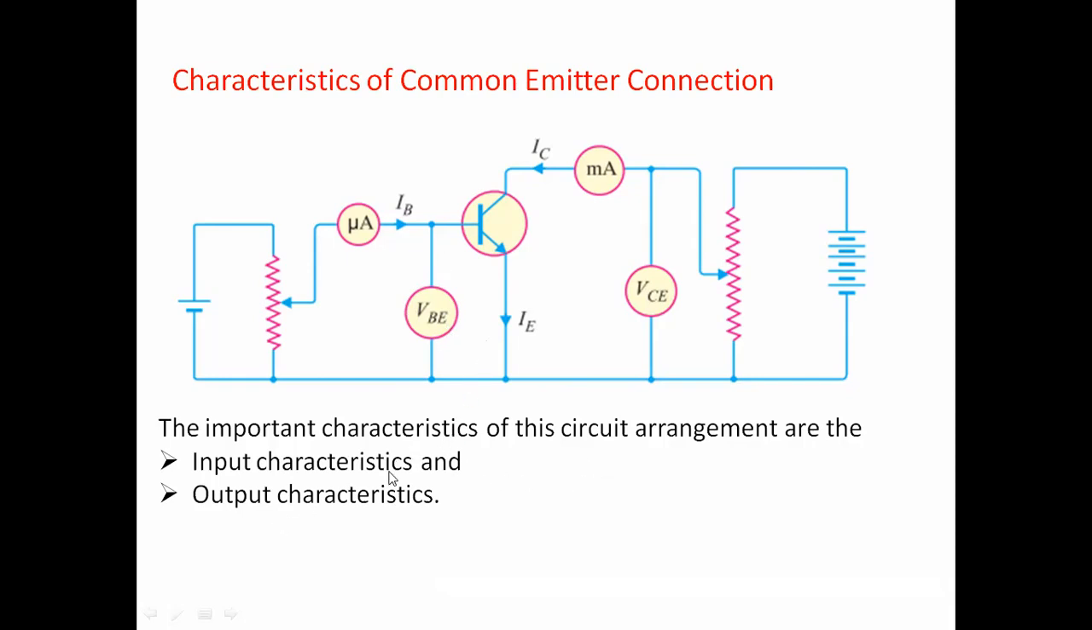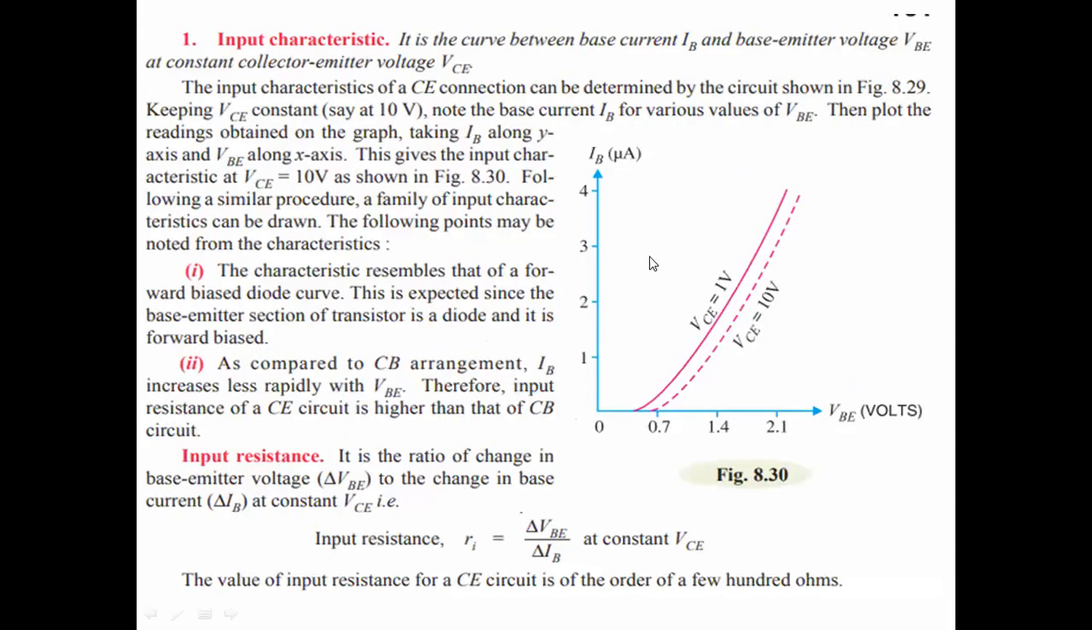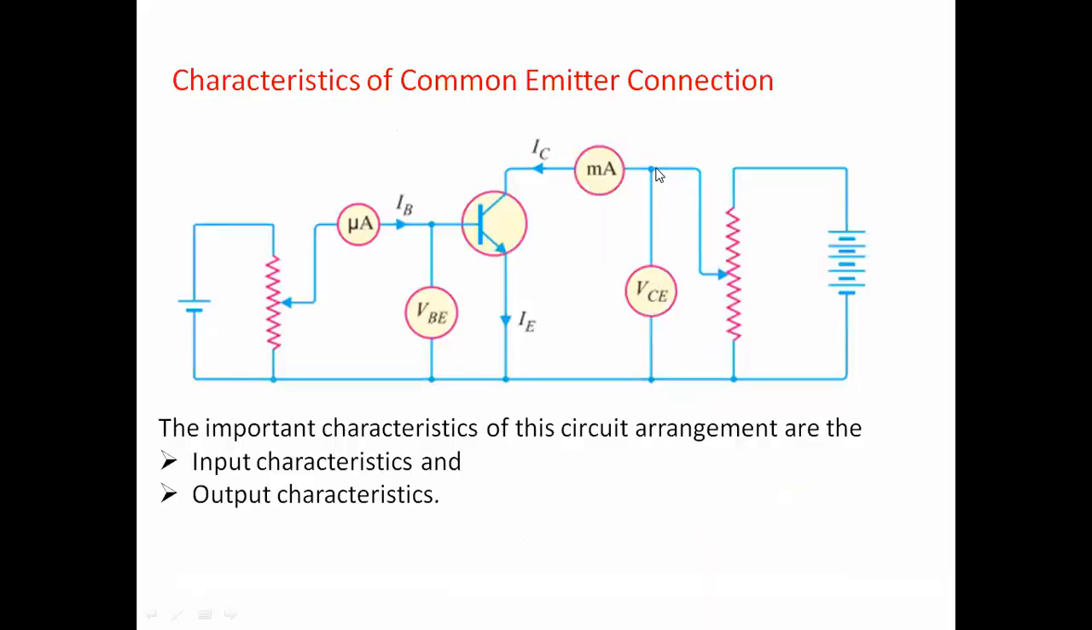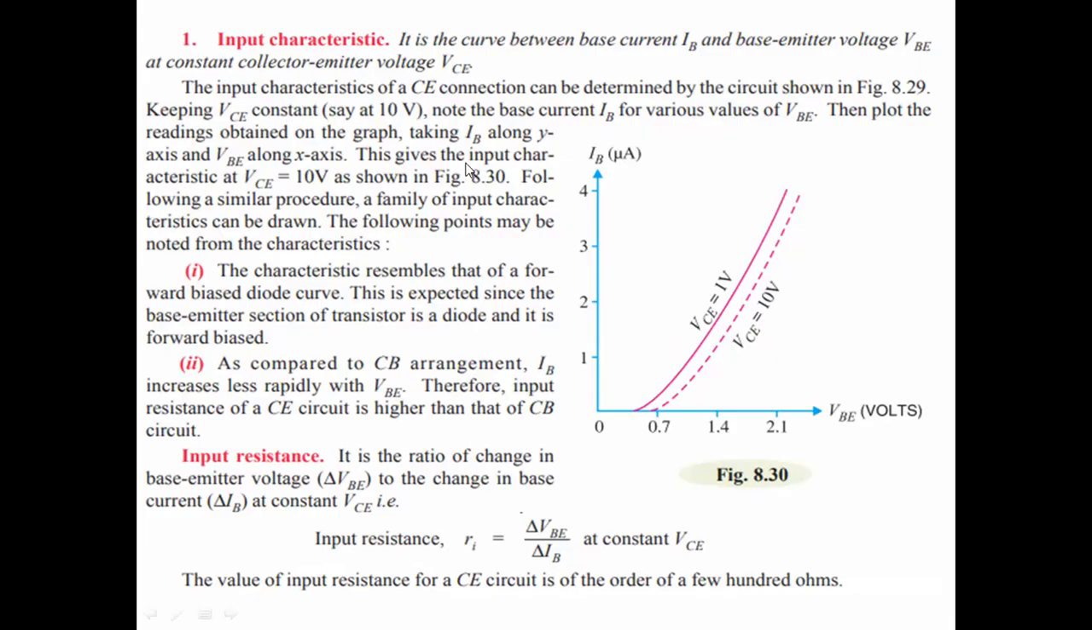So we can have two characteristics, input and output characteristics, for this also. In this case also we can do the same. We keep VCE constant and increase the VBE, and we record the IB, base current. With that we can plot the input characteristics: by keeping VCE constant, change the VBE and record the IB. So that is the input characteristics.